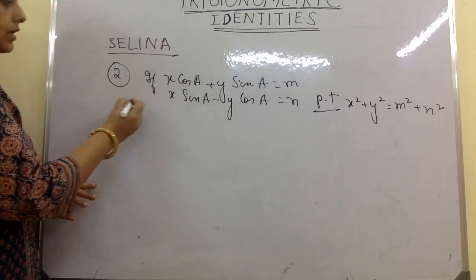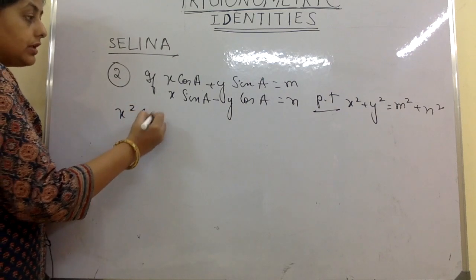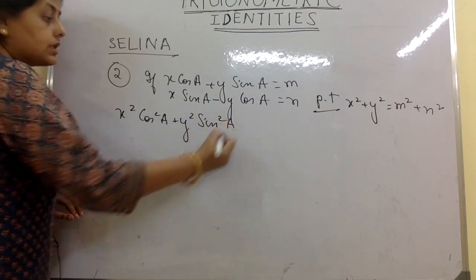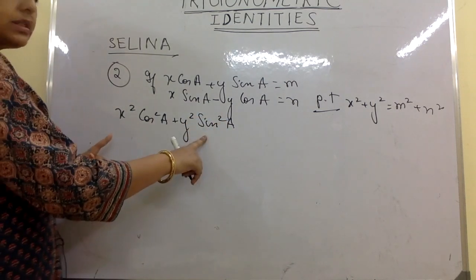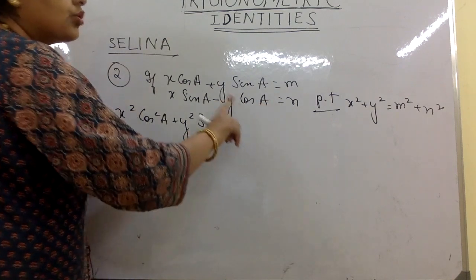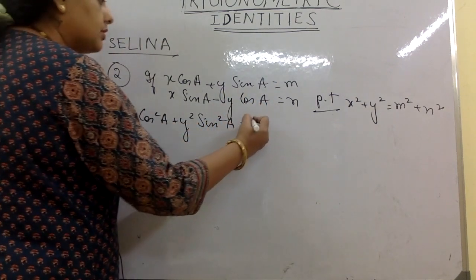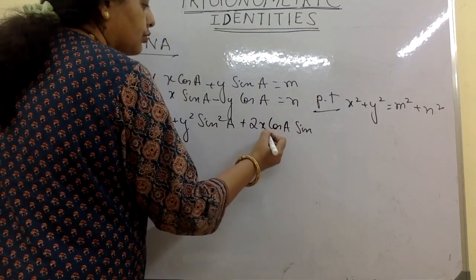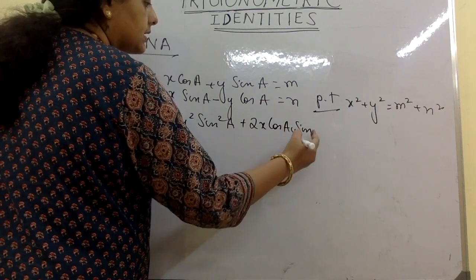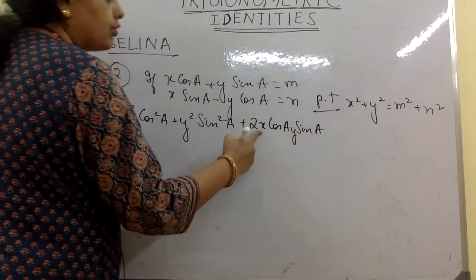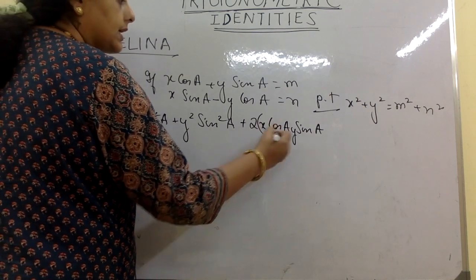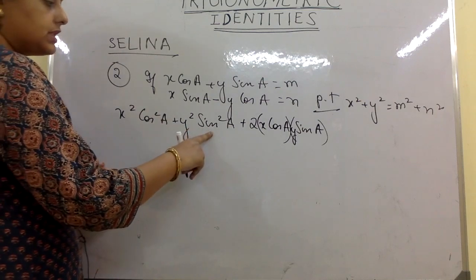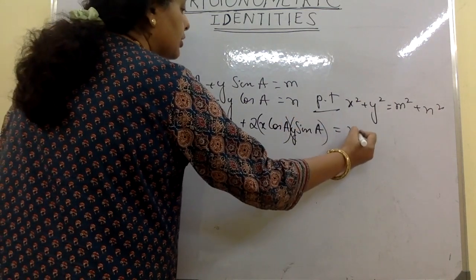What do you do? And what mistakes you can make, that also I will keep telling. So a square plus b square. Sometimes people just write a square plus b square and they don't write that 2ab term. आपको 2ab term भी लिखना है. That is 2 y sin a, 2 x cos a, y sin a. This is my 2ab term. So a square plus b square plus 2ab is equal to m square.